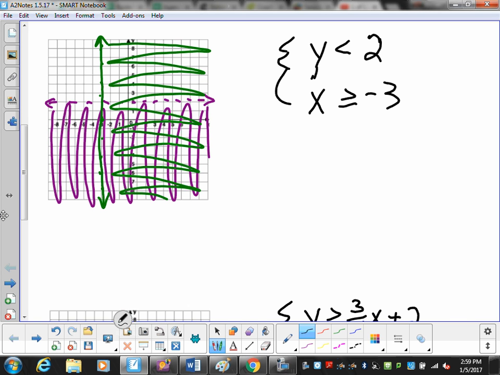I'm confused with that part. Why you shaded to the right? Because it says x is greater than negative 3. Well, no, the sign changed, the equation changed.